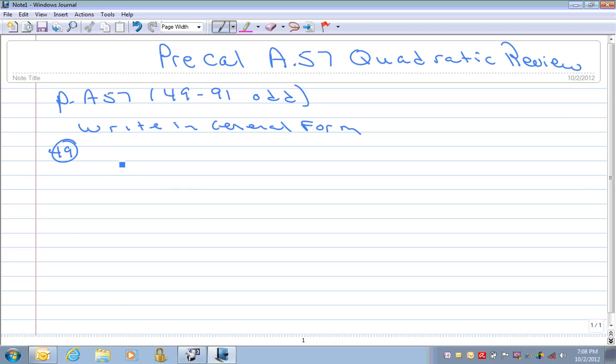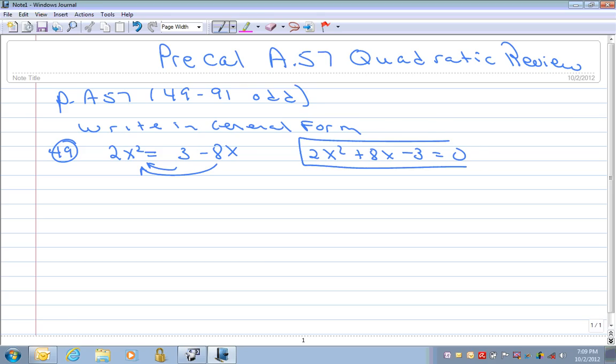The problem they give us originally is 2x squared, and they say it's equal to 3 minus 8x. And to put it in general form, we'd need to move the 8x and the 3 to the other side and set it equal to 0. So we would write 2x squared, and we would have a positive 8x, and we'd have a minus 3 equals 0, and that would be our general form.